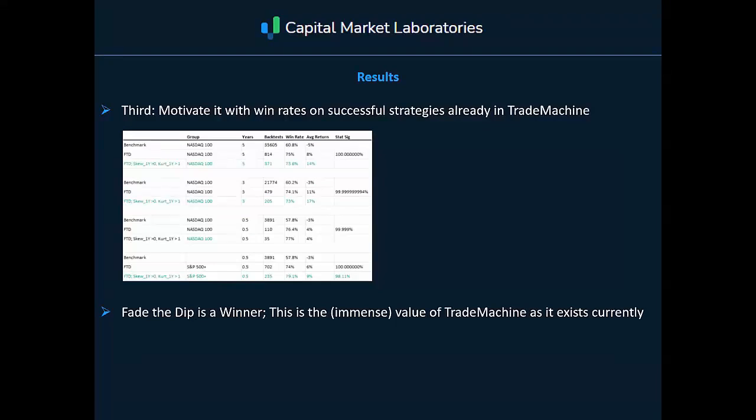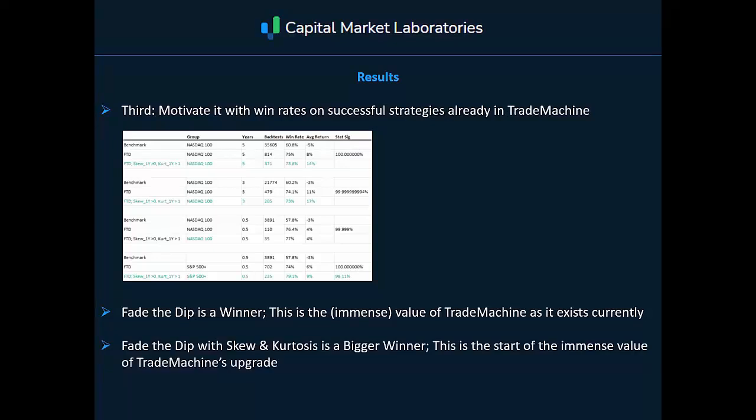This is the immense value of TradeMachine as it exists currently. Current TradeMachine members, you've been getting a lot of value with this strategy. But fade the dip with skew and kurtosis is a bigger winner. And this is the start of the immense value of TradeMachine's upgrade. Just the start. We've just begun.